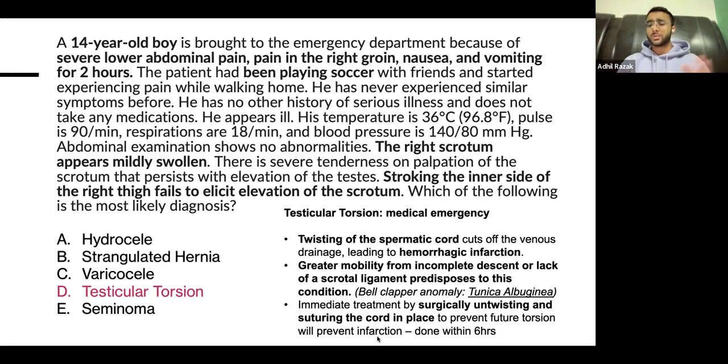So the treatment is surgically untwisting it. It's a medical emergency where you send the patient immediately to the OR. It's a surgical untwisting, and you suture the cord in place to prevent future torsion or infarction. And it needs to be done quick. It should be done within 6 hours. Are we good so far? Great.